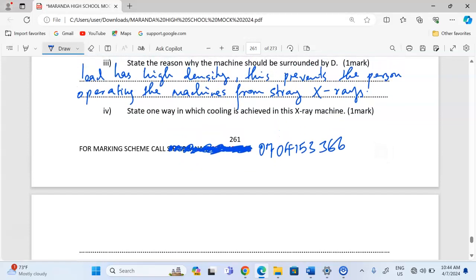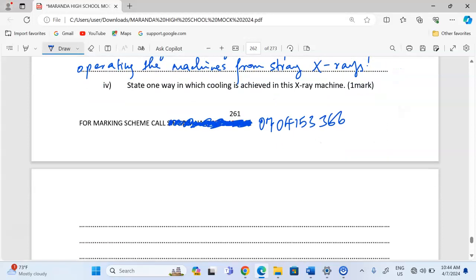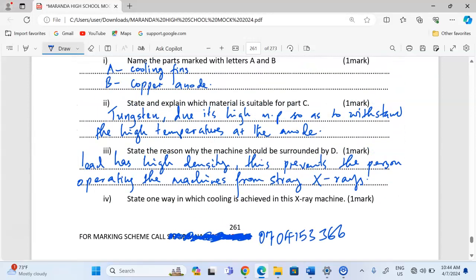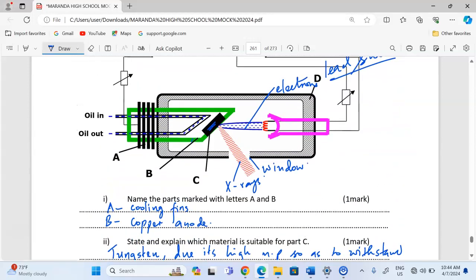State one way in which cooling is achieved in this X-ray machine. This means that cooling is achieved through several ways, but the examiner is requesting for one. Let me mention all of them.